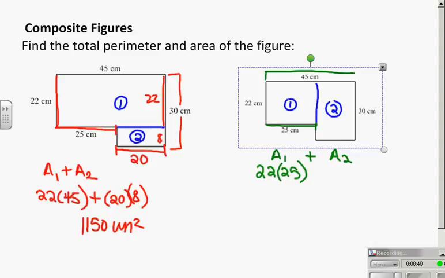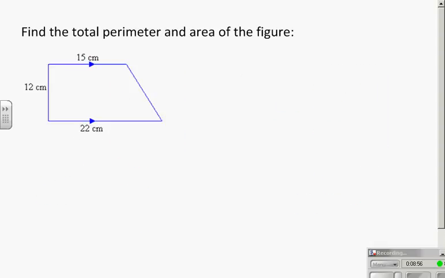In this case, you would have 22 times 25 for area 1, and area 2, I still have to use my math. If it's 25 to here, but 45, that makes this little piece 20. So I'd have 20 times 30. And I still come up with exactly the same answer. So how you divide it is really a matter of what you see and what formulas you know.